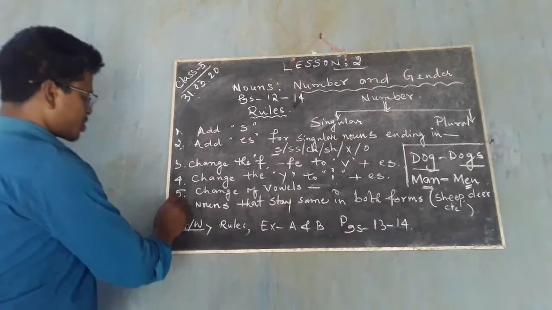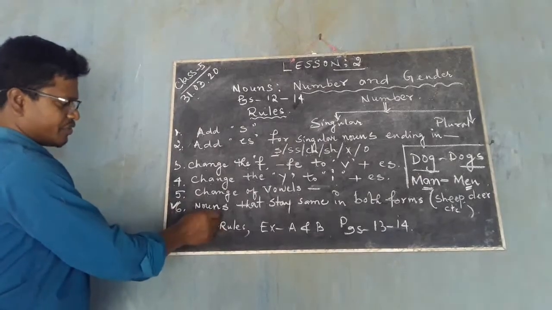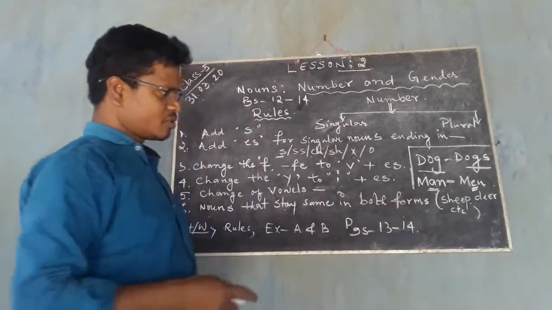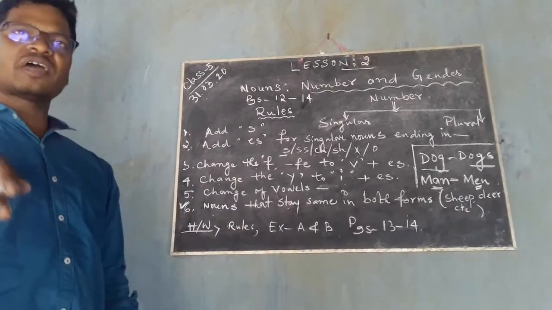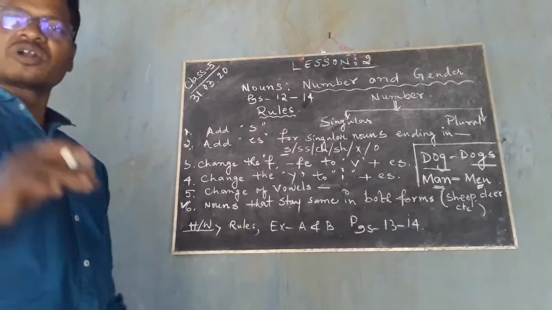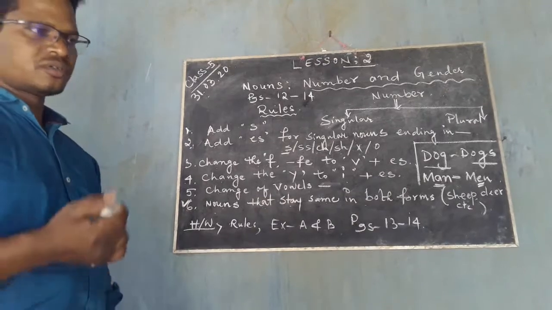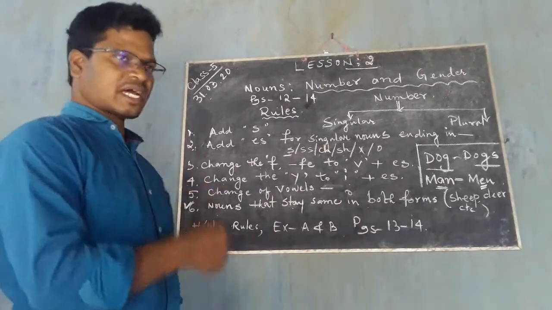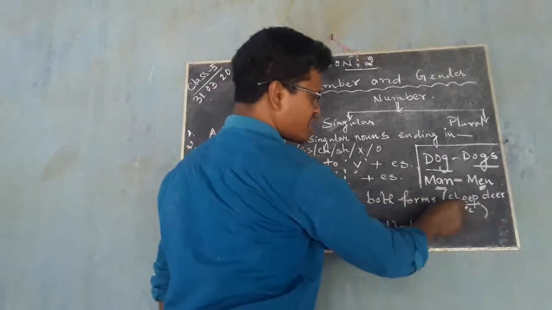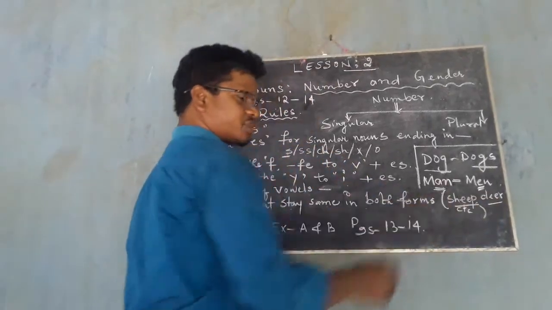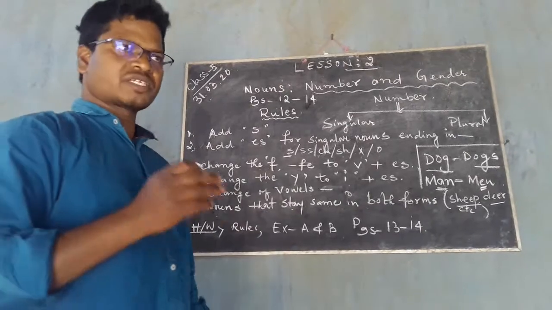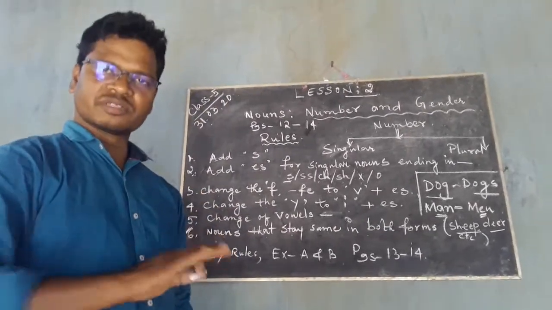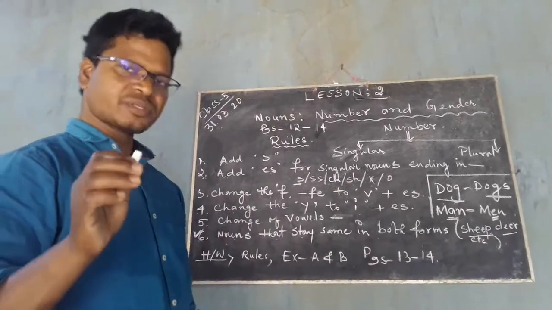Now we have the sixth one. Sixth rule is what? Nouns that stay the same in both forms, both in singular and in plural, do not change at all. This kind of nouns remain the same. For example, I have written sheep, then deer, etc. So no matter whether they are in singular or plural, there is no change at all. It remains the same.